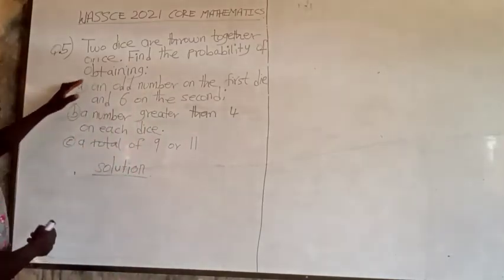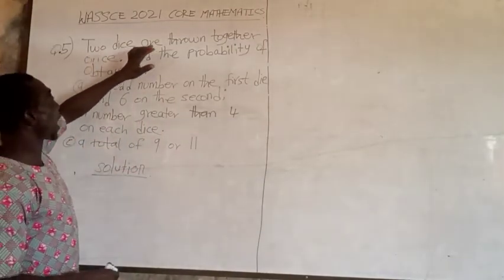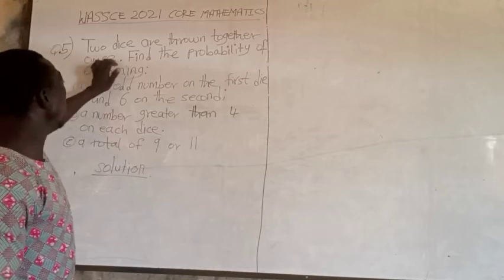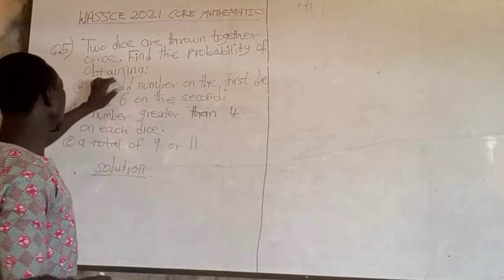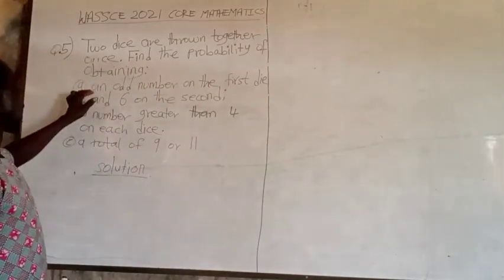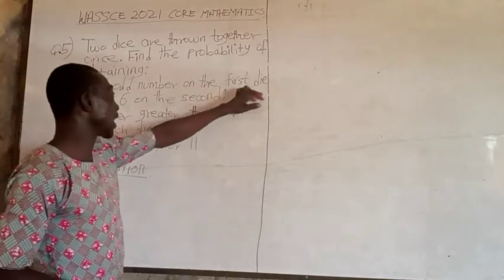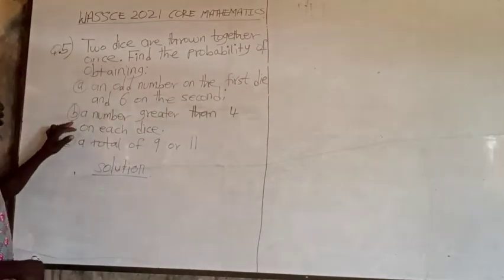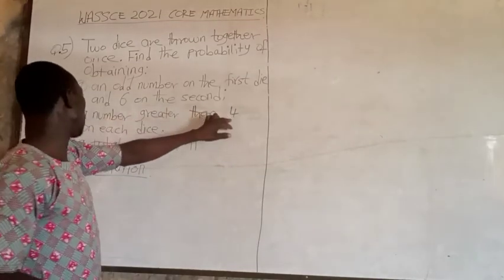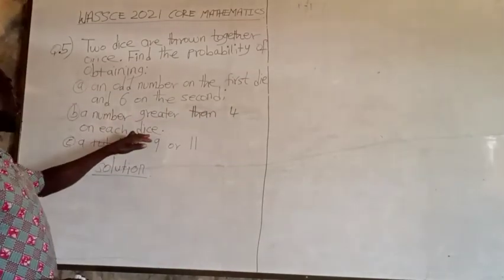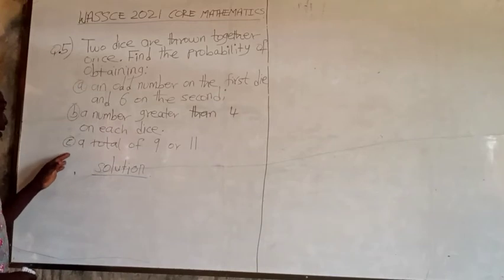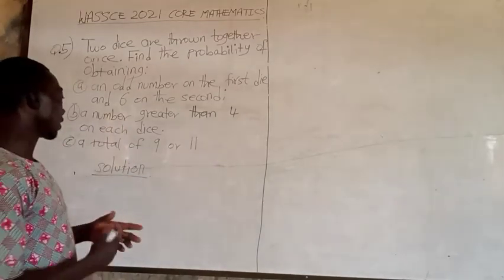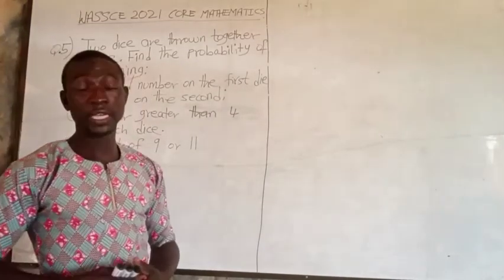And the question reads, two dice are thrown together once. Find the probability of obtaining A, an odd number on the first die and 6 on the second. B, a number greater than 4 on each die. C, a total of 9 or 11.